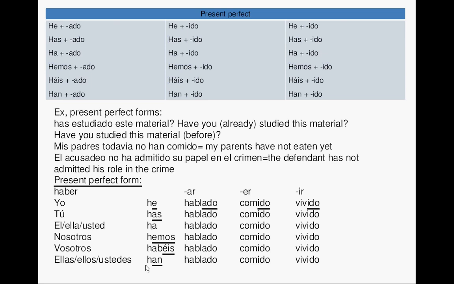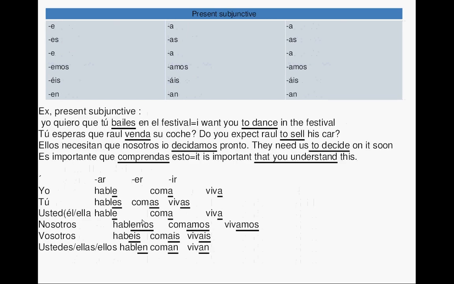Present subjunctive. The endings are e, es, e, emos, éis, en. For verbs ending with AR, AR changes to E, ES, E, EMOS, ÉIS, EN. For verbs ending with ER, it changes to A, AS, A, AMOS, ÁIS, AN. Ending with IR changes to A, AS, A, AMOS, ÁIS, AN.